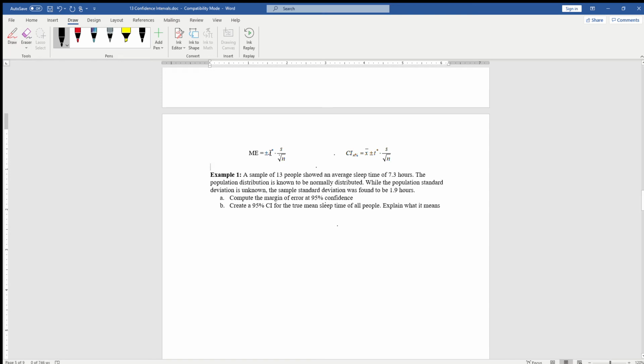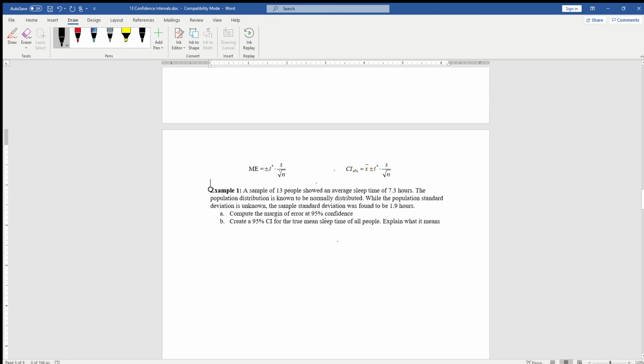Notice that the formulas are fairly close to one another. The margin of error is plus or minus t critical times s over the square root of n. And also notice that the confidence interval is x bar plus or minus t critical times s over square root of n, just like we saw in the previous types of confidence intervals. I want you to notice that the margin of error is actually the large majority of the rest of the confidence interval.